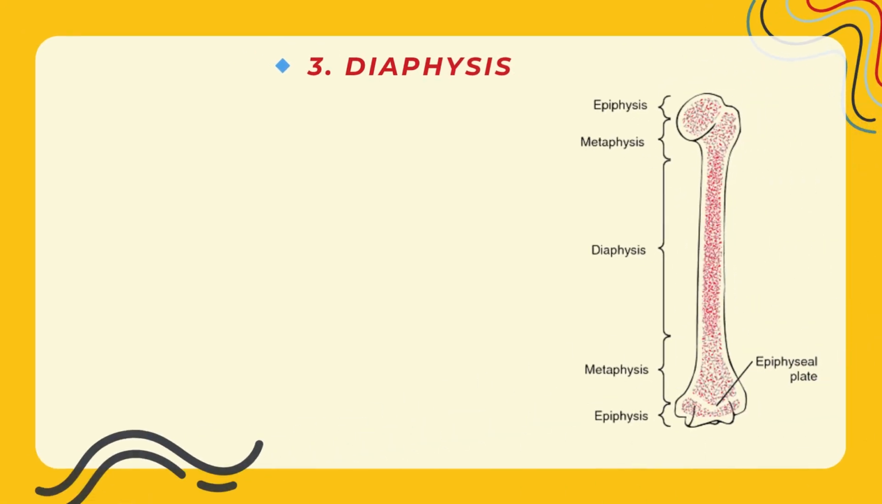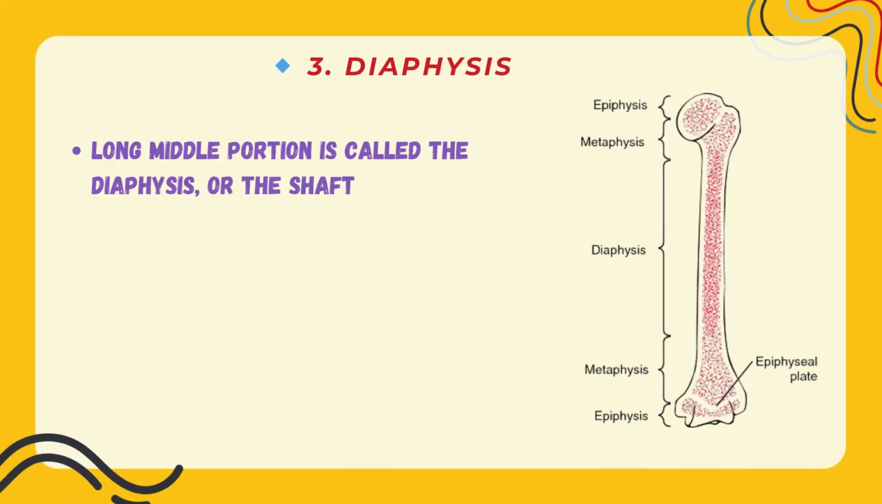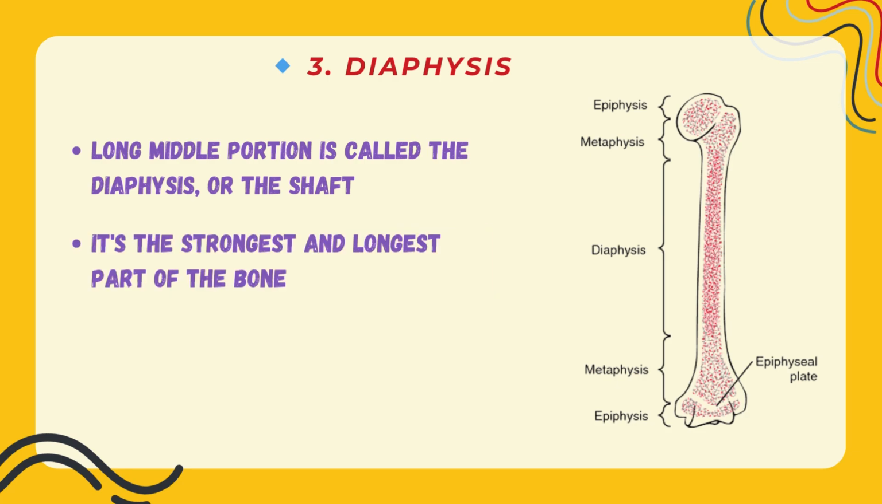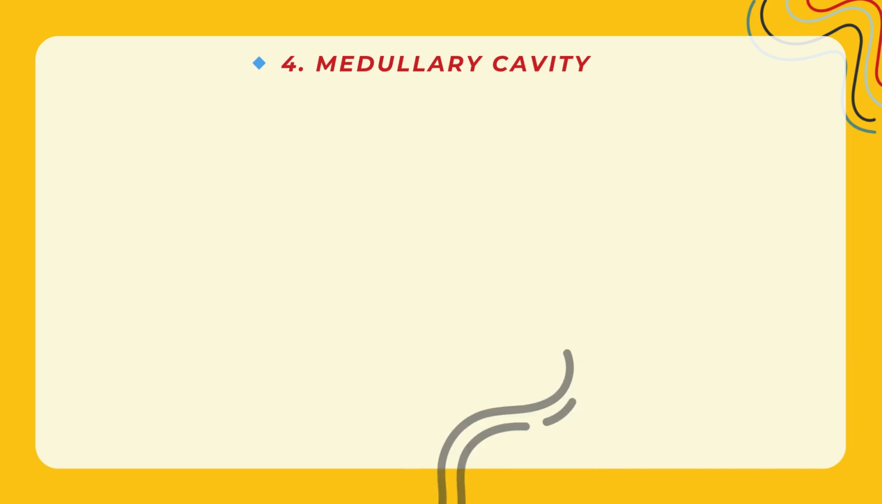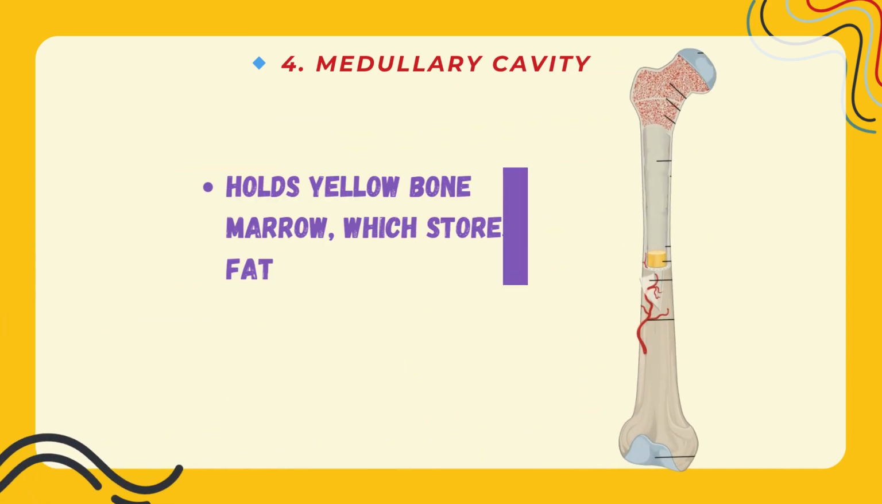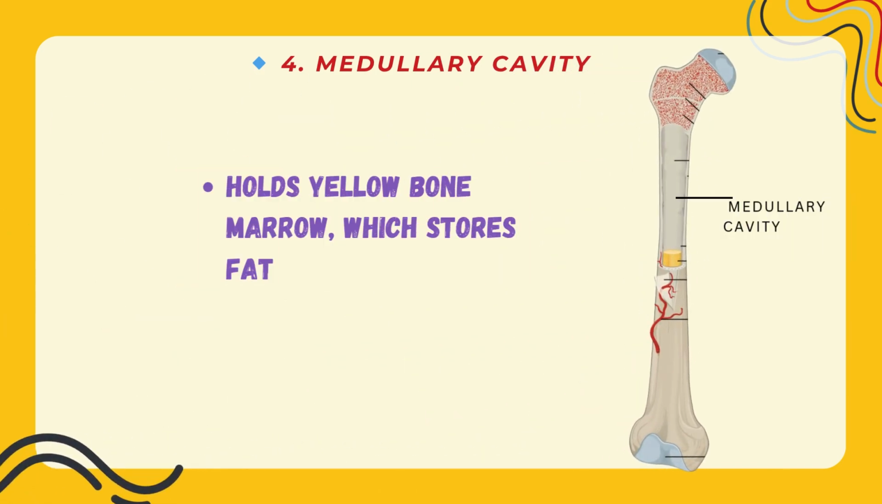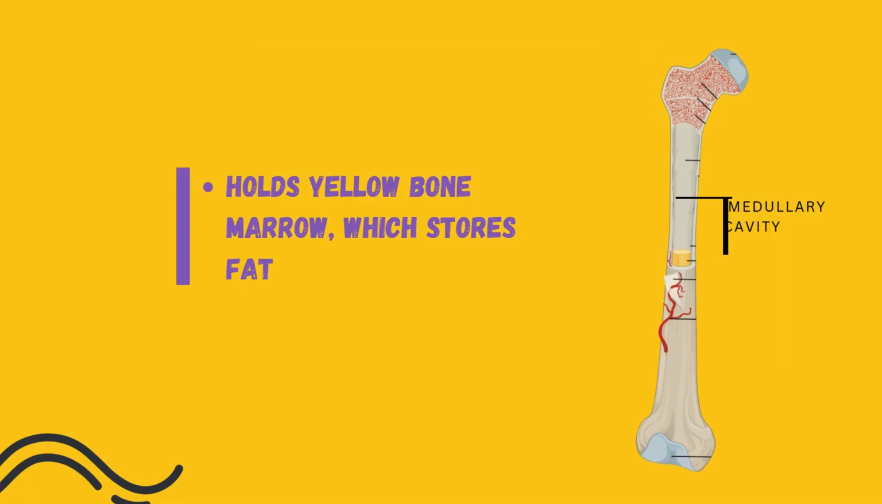Now, the long middle portion is called the diaphysis, or the shaft. It's the strongest and longest part of the bone. If you cut it in cross-section, it actually looks triangular. Inside the diaphysis is a hollow space called the medullary cavity. And guess what's inside? It holds yellow bone marrow, which stores fat.